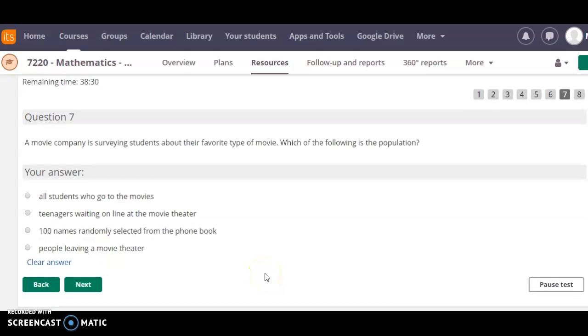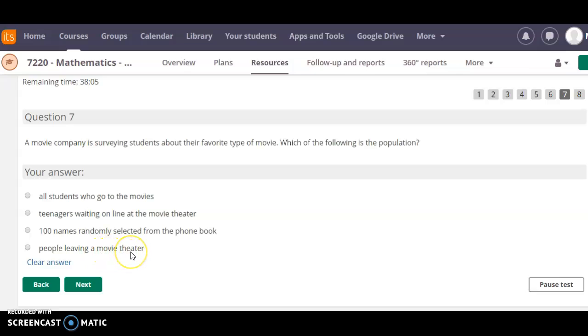Number 7, a movie company is surveying students about their favorite type of movie. Which of the following is the population? Well, they're surveying students. They want to know about students. So your population, teenagers waiting in line at the movie theater is not going to be it, because then you're only getting teenagers and you're only getting the ones that are actually at the movie theater.